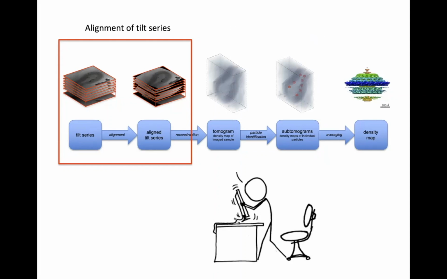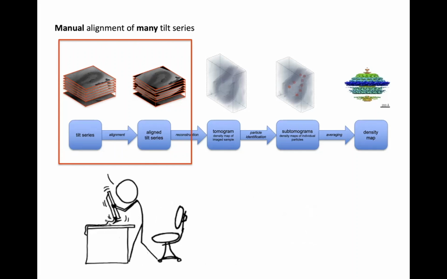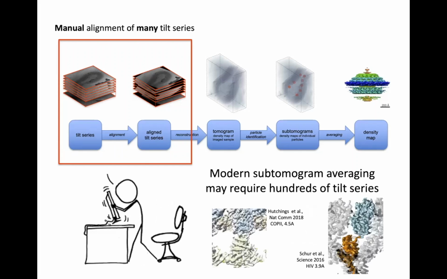With modern subtomogram averaging, this is not possible any longer, because if you really want to align manually many tilt series at the scale that is the standard today, in which you may easily have hundreds of tilt series, well, automation is really needed. You shouldn't align manually all this amount of tilt series.